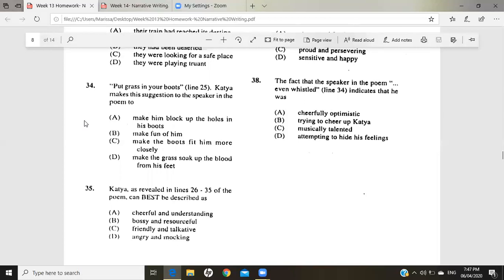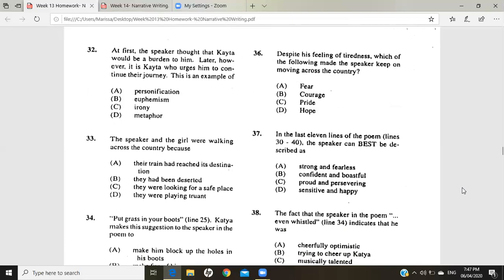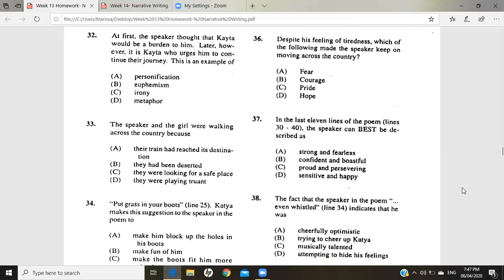35, Keita revealed in lines 26 to 35 of the poem can best be described as. So if you had to describe this girl, how would you describe her? In line 26 to 35, which is when she started to take the lead. Because in the beginning she was quiet, but then she changed from lines 26. So how was she now? B. She was bossy, but she was resourceful because she was the one who actually got him through this and motivated him. So she was resourceful because she knew exactly what to do, like when she told him to put the grass in his shoes.